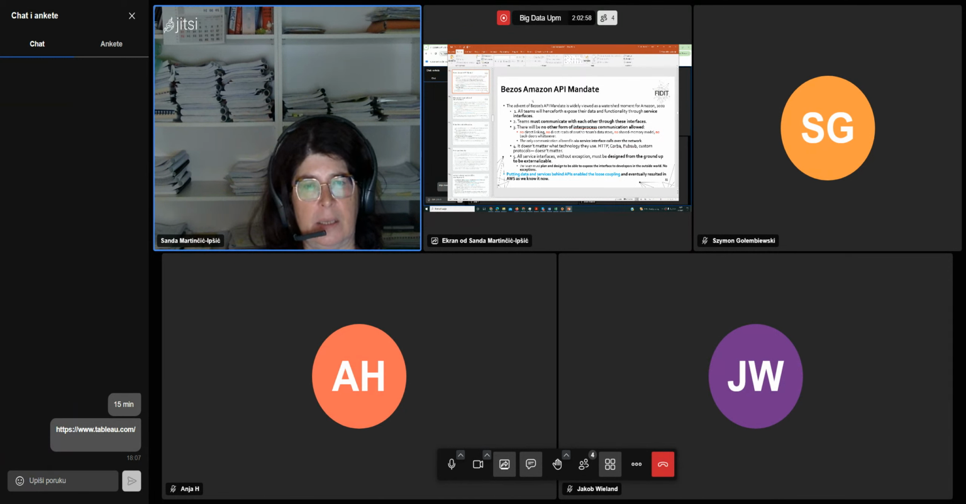Teams at Amazon must communicate with each other only through these interfaces. There will be no other form of inter-process communication allowed. No direct linking, no direct reads, no shared memory model. The shared memory model is the first one that I showed you. No backdoors whatsoever. It doesn't matter which technology they are using.